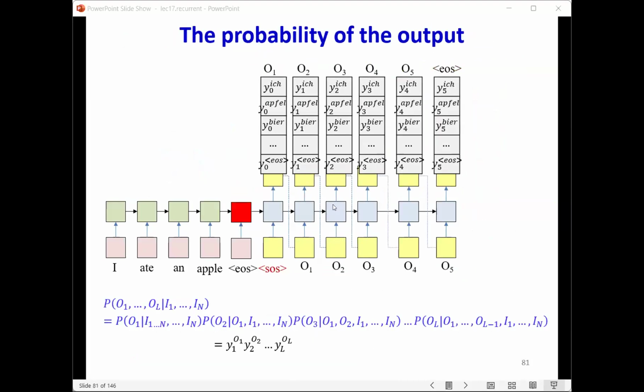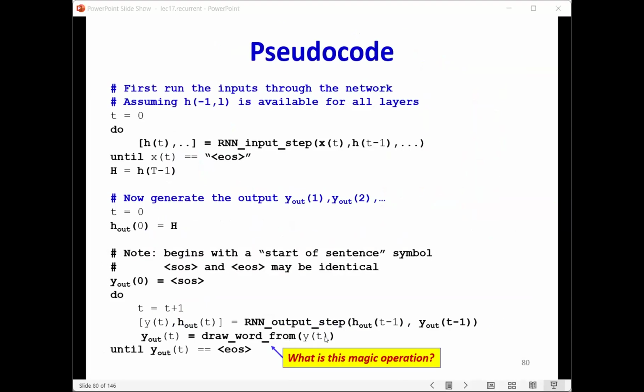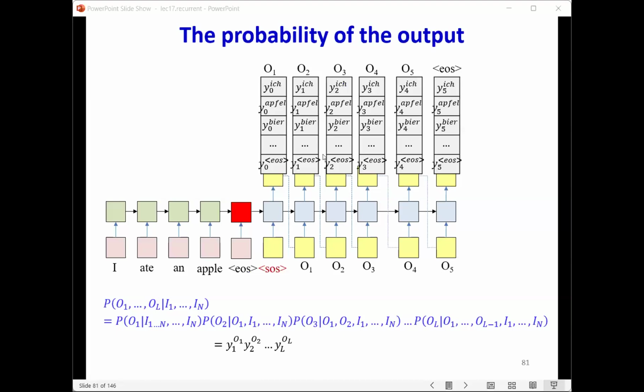Okay, so here's what the pseudocode does. At each time you have y of t, and you're drawing the next word from this y of t through some magic operation. What is this magic operation, and what's the point behind it? So again, observe. What is the probability distribution of any output sequence, O1, O2, O3, O4, O5, given the input sequence? I can break it down using Bayes' rule as P of O1 given the input sequence, times P of O2 given O1 and the input sequence, times P of O3 given O1, O2 and the input sequence, and so on.